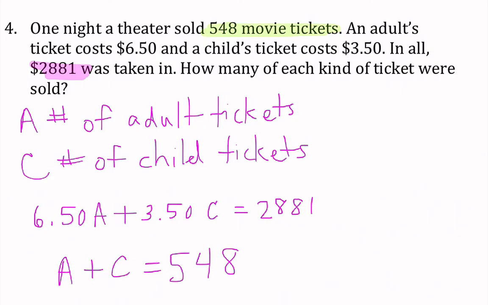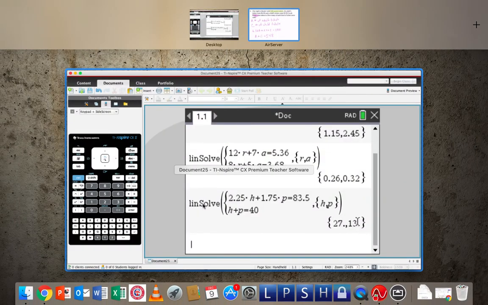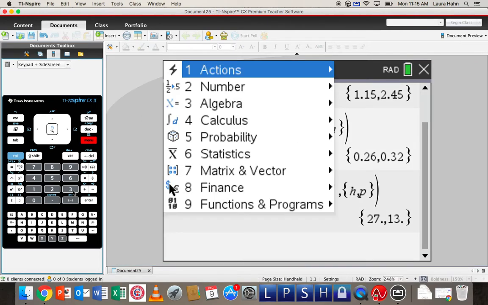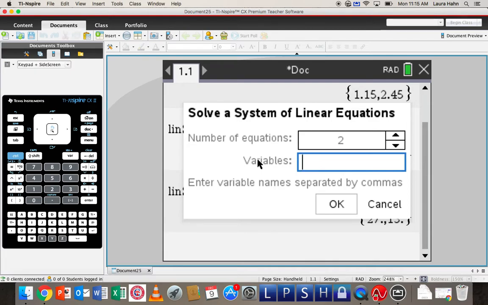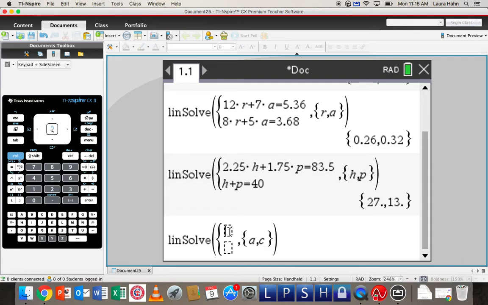So now that we have our two equations, we can go ahead and type it in. We press menu 3, 2. I want my variables to be A, comma, C. My first equation is 6.50 A plus 3.50 C equals 2,881. The next equation is A plus C equals 548.